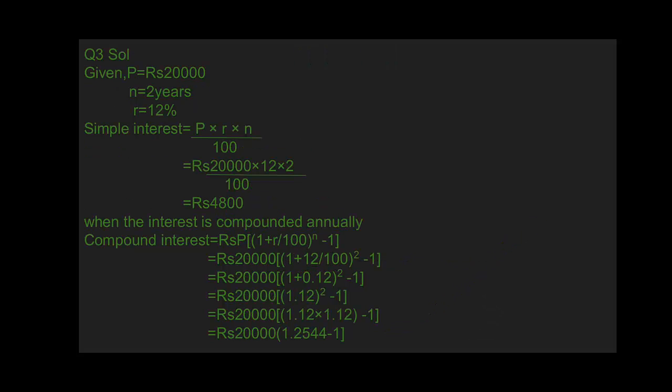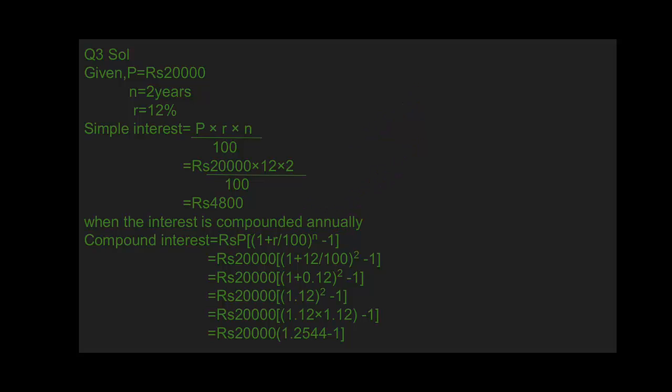Number 3. You have to find the difference between simple interest and the compound interest. So you have to find simple interest and the compound interest both. The principal is given as 20,000, the time is given as 2 years and the rate is given as 12%. So simple interest we can calculate by using this formula, principal times rate times time, which you have learned in lower classes, divided by 100. So it will give you 4,800.